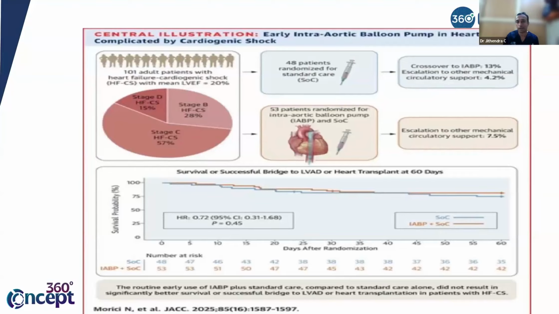You can see again in the Kaplan-Meier curve, there is no gap between the curves. So there is no mortality benefit. They said even standard of care alone is adequate. No need to go for any mechanical circulatory support devices. So IABP did not have any benefit. Okay.